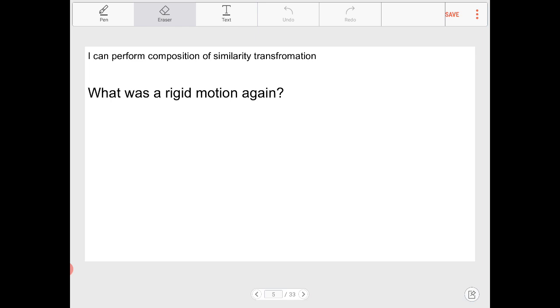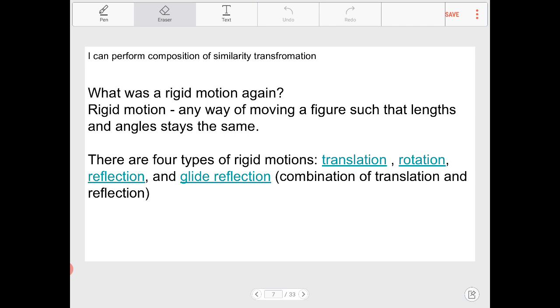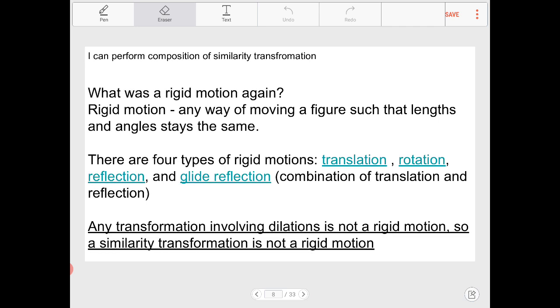What are rigid motions again? One more time, rigid motion is any way of moving a figure such that lengths and angles remain the same. And there are four types of rigid motions, remember? There's a translation, rotation, reflection, and glide reflection. Now, any transformation involving dilations is not a rigid motion, so a similarity transformation is not a rigid motion.